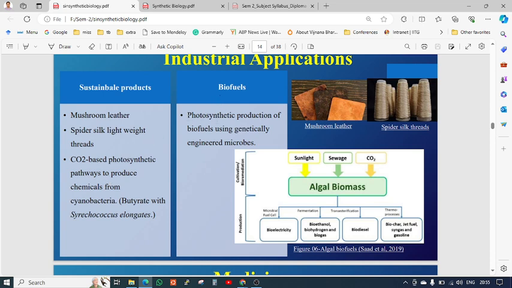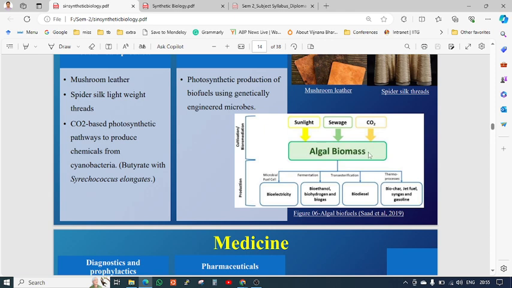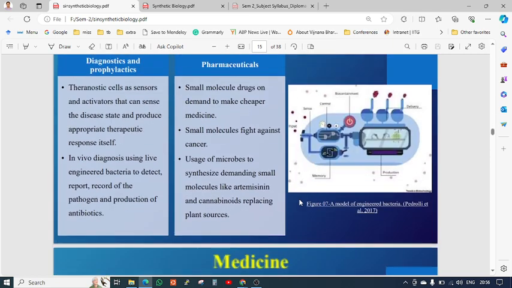Biofuels, that means photosynthetic production of biofuel using genetically engineered microbes. We already discussed that biomass can be converted into biofuel through synthetic biology applications of microbes synthesized in the laboratory, which may be helpful for the production of this biofuel or energy. Here, algal biomass is converted into bioelectricity, bioethanol, biodiesel, biochar, biofuel. We have already discussed all these things. What is biofuel, biomass?